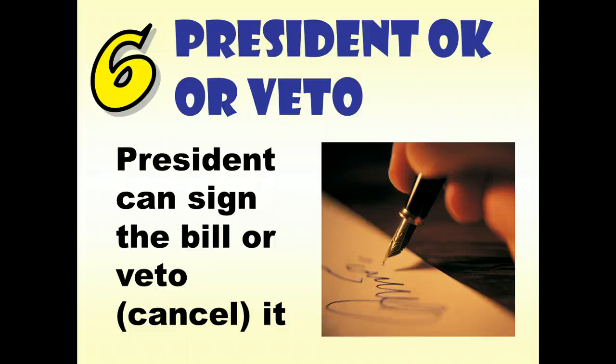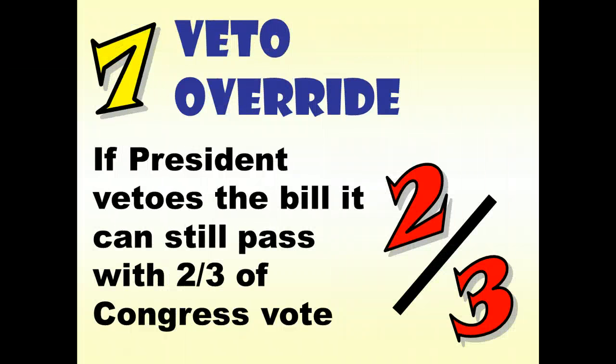If the president vetoes it, it goes back to the House and back to the Senate. They're going to get to vote on it one more time. But this time, instead of a simple majority of just over 50%, it has to have 2/3 of the vote in both the House and the Senate. Again, the odds are not great of this happening, but if you can get 2/3 in both the House and the Senate, then it can become law without the president's signature.